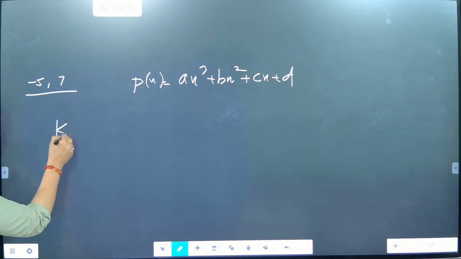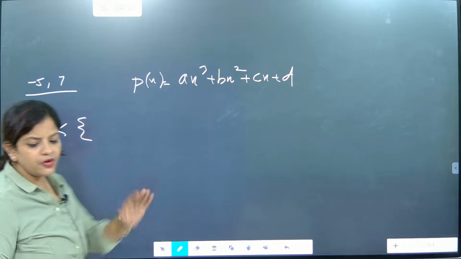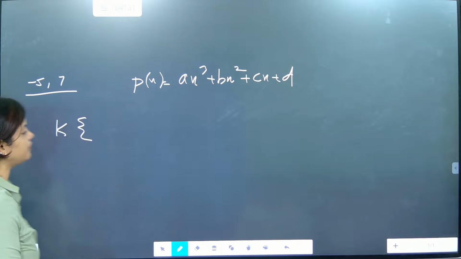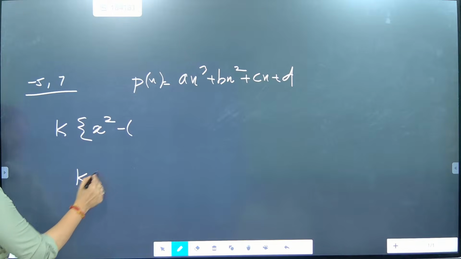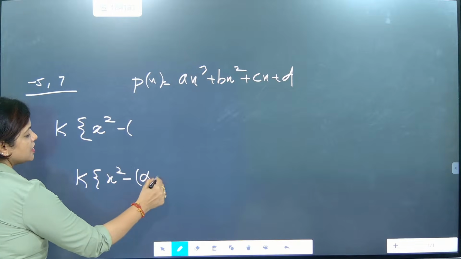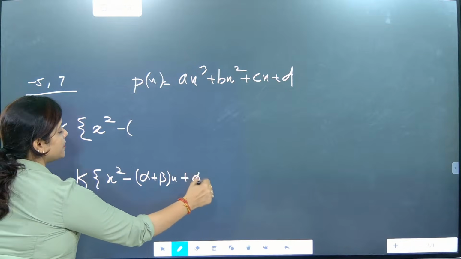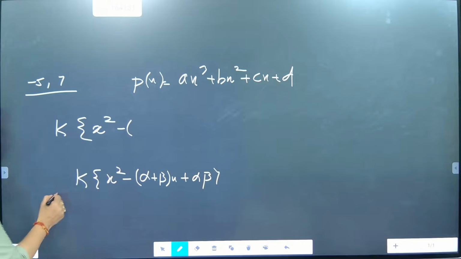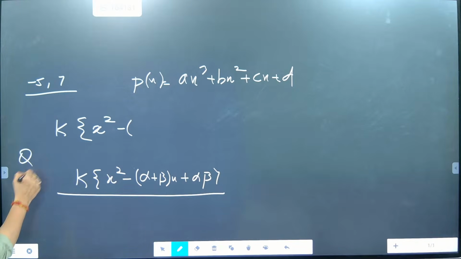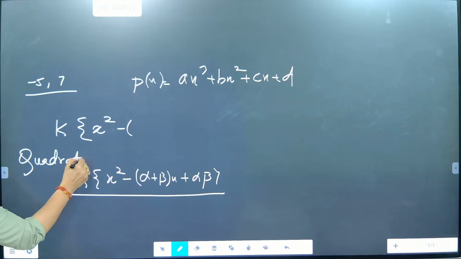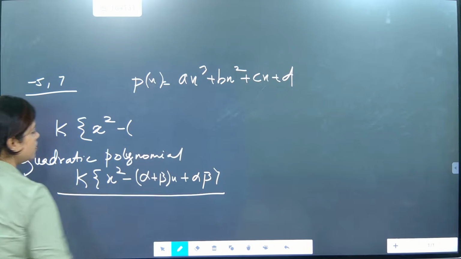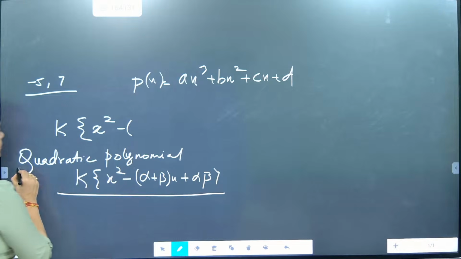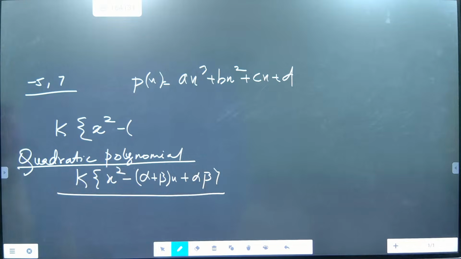Always write k here. I told you, k is a constant. So whatever plus or minus is there, k is going to take care of that. So it will become x square minus, because the formula is: x square minus (alpha plus beta) x plus alpha beta. This is the formula for framing a quadratic polynomial. So it is k times x square minus (alpha plus beta) x plus alpha into beta.